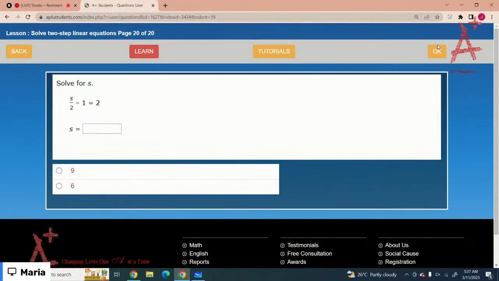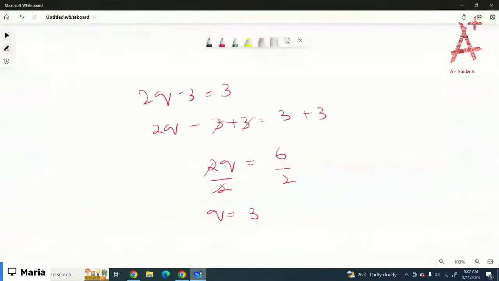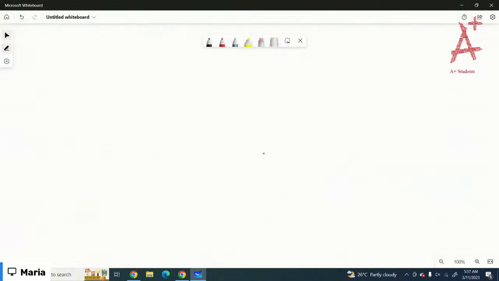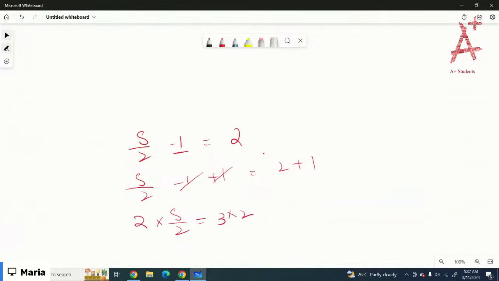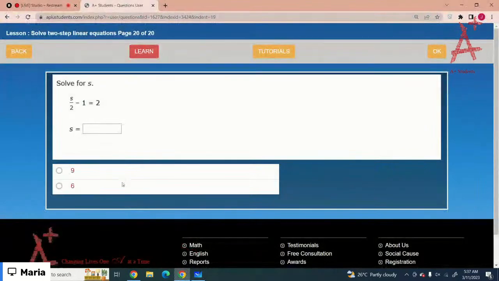Okay, the next one is s over 2 minus 1 equals 2. Add 1 to both sides. So it is s over 2 equals 3. Now you have to remove that 2 from here. Multiply both sides by 2. So you are left with s equals 2 times 3, which is 6. So the correct option is 6. Got it? Okay, we are done with the test.